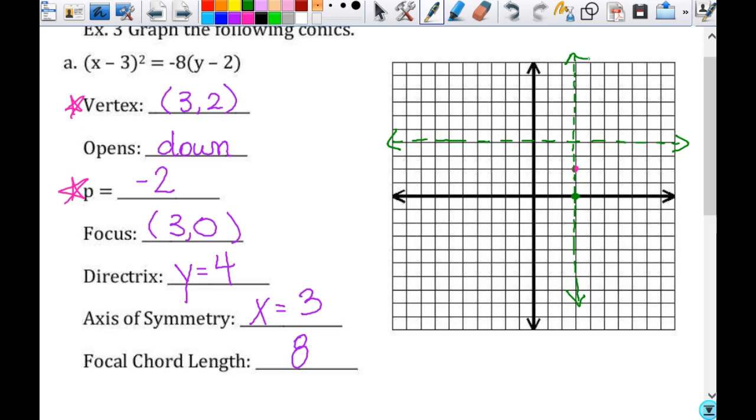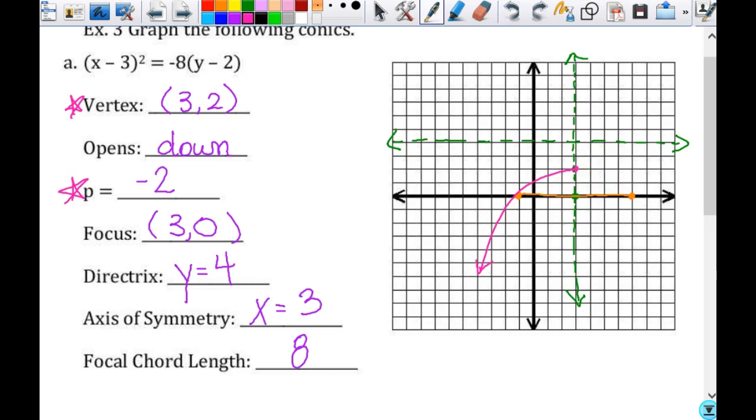What else can I draw in that's going to be helpful to me? The focal chord, right? So the focal chord length is 8. That means it is 4 on each side of this. So 1, 2, 3, 4. There's another point right there. 1, 2, 3, 4. There's another point right there. So I know which way it opens. I know where my vertex is. I know where 2 points on the parabola are. So I can get a general shape for my parabola that looks like, oh, something better than that.